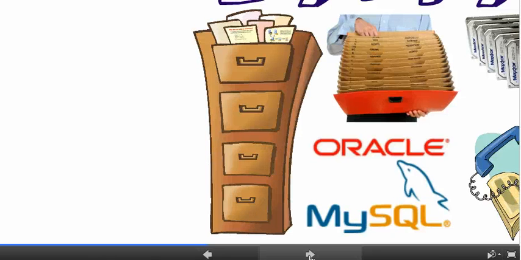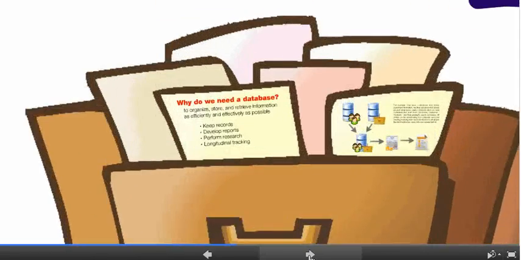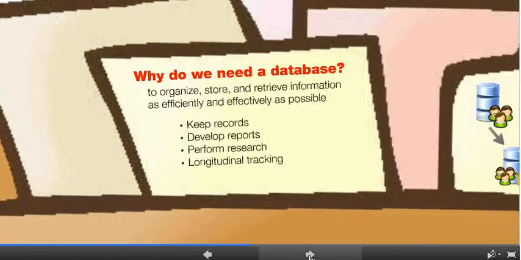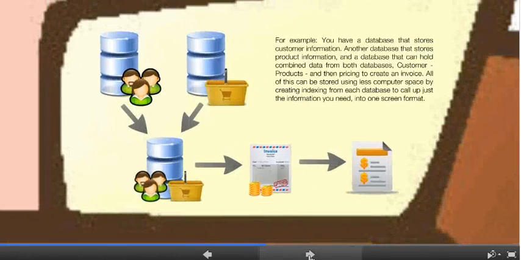We've all seen a database before, whether or not you realize you've used one, because I'm sure we've all seen a filing cabinet, which is a type of database. So we might need databases for different reasons, such as to organize, store, and retrieve information as effectively and efficiently as possible. And we can use a database to keep records, develop reports, perform research, and to do tracking.